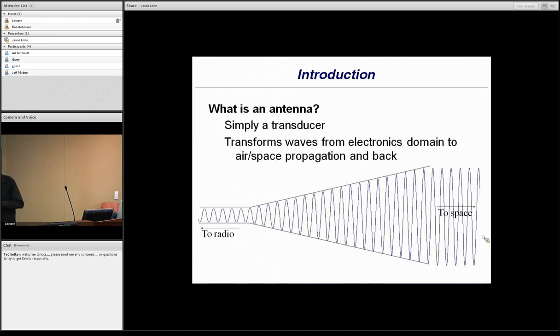So what is an antenna? It's simply a transducer. It's going to transform a wave from space into electronics, and then back again. They are reciprocal devices. If you have one antenna, it can do the transformation into space, launch a wave into space. It can also take a wave that's in space and put it back into the electronics domain. So a very simple concept, but a very complex technology when it comes to designing them.